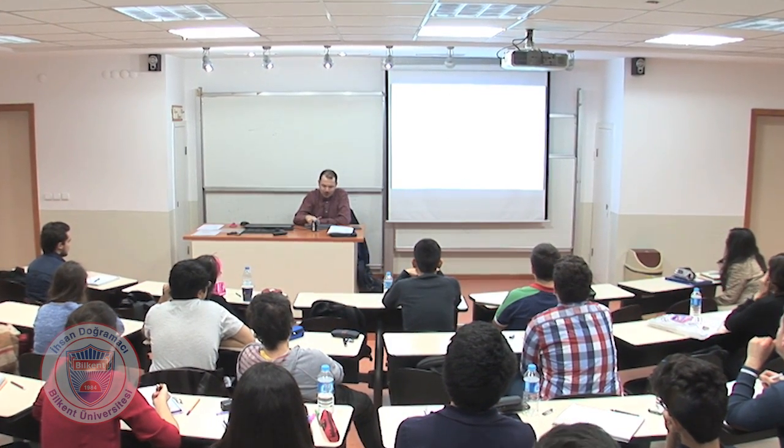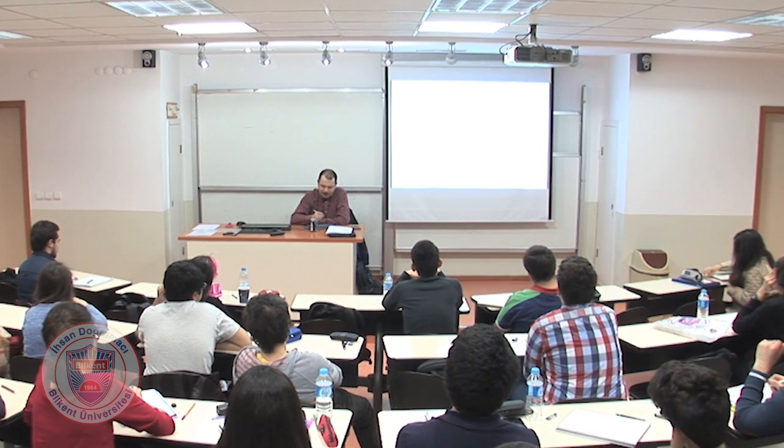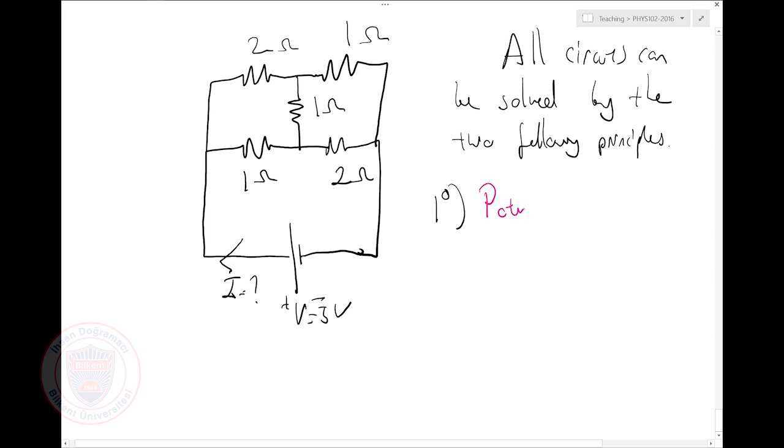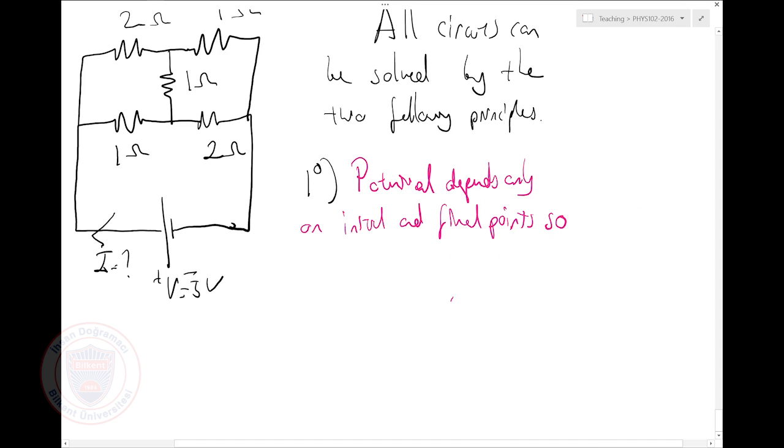That was our first principle, right? So my first principle, we intuitively know this, potential depends only on initial and final points. So delta V, the change in potential on any loop, is 0.